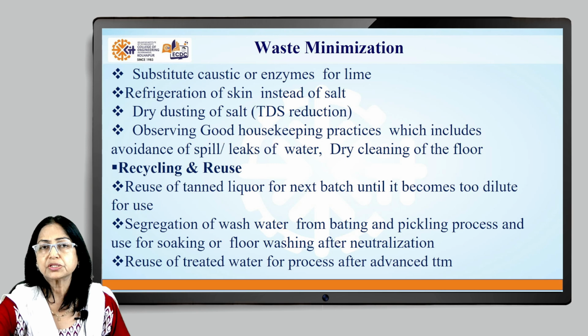Okay. So, let us go into the last point of treatment, that is waste minimization. For process substitution, we have very good scope. Instead of lime for this liming process, you can use caustic or enzymes. So this will reduce the entry of lime and hence the burden on the ETP will be reduced.